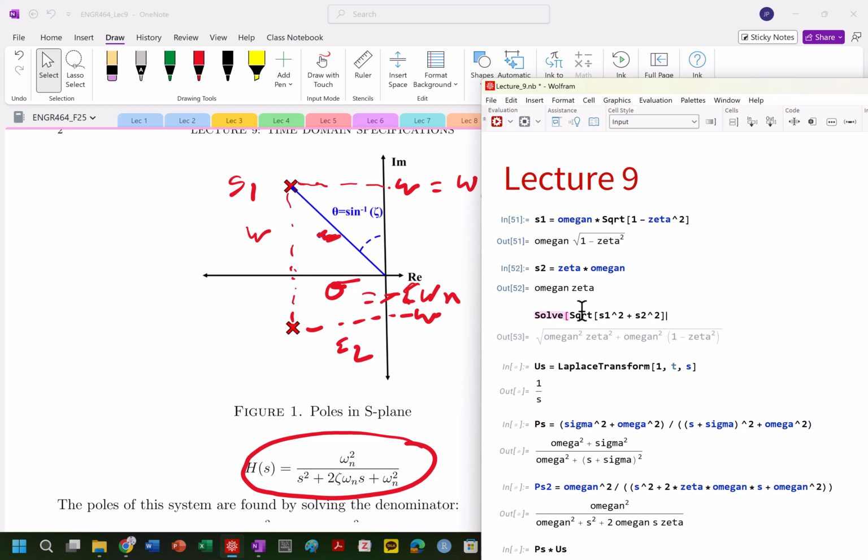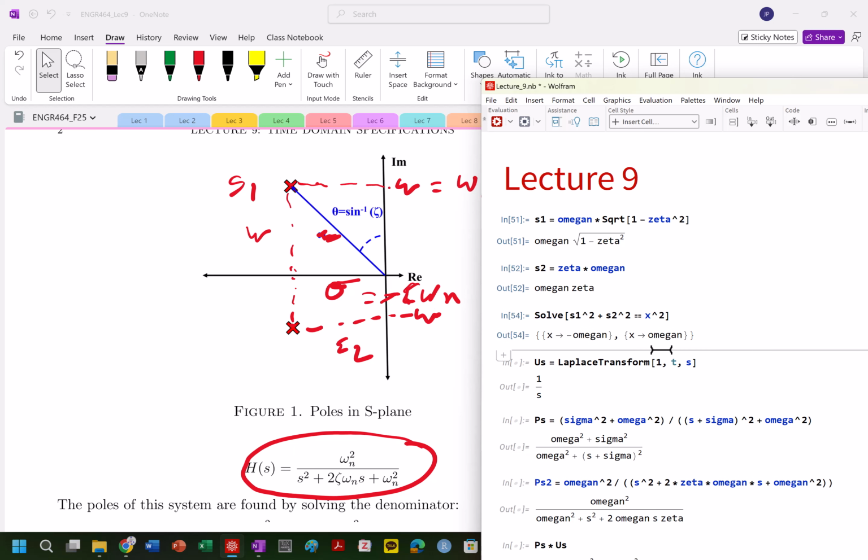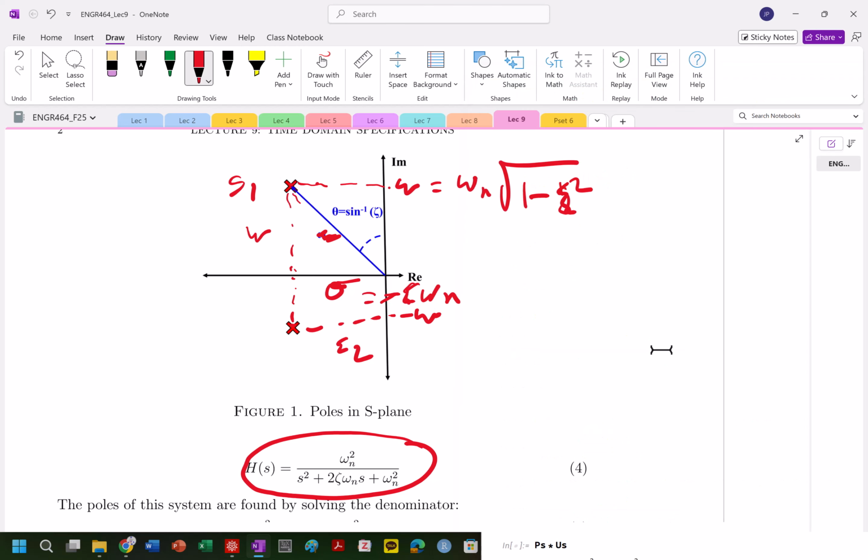Let's just do S1 squared plus S2 squared equal to X squared, and omega n, just to prove it. Again, I know this is a silly exercise, but I think it's a good idea. So that's how we're going to relate this. The magnitude of this hypotenuse is just that. It is omega n. So we can derive and show that.